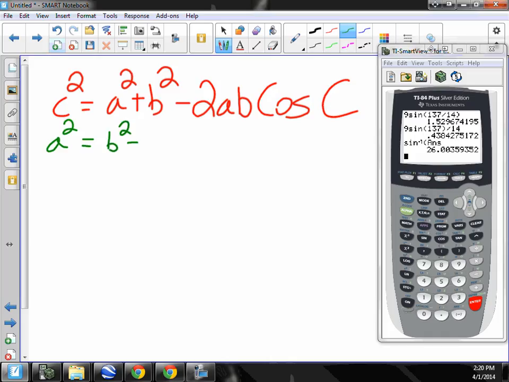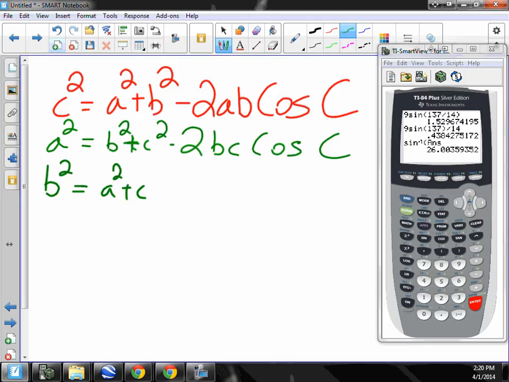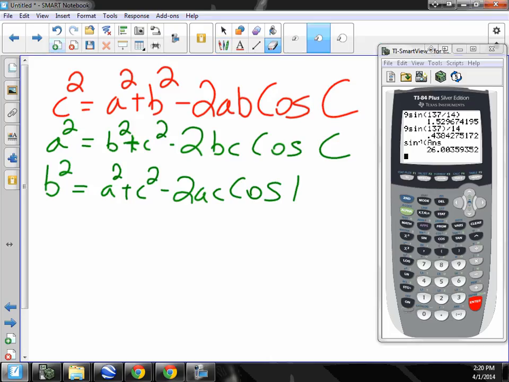b squared plus c squared, and again, those commute, so you could change the order of b and c if you wanted. Minus 2bc cosine of A. Or b squared equals a squared plus c squared minus 2ac cosine of, oops, that was supposed to be cosine of A in the previous one, and this is cosine of B.